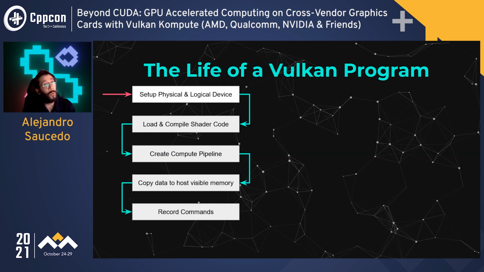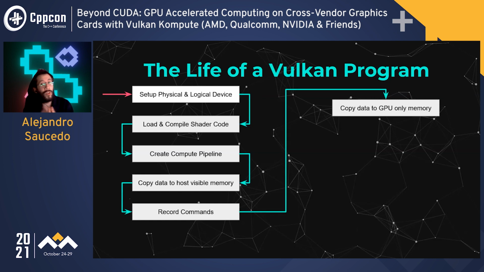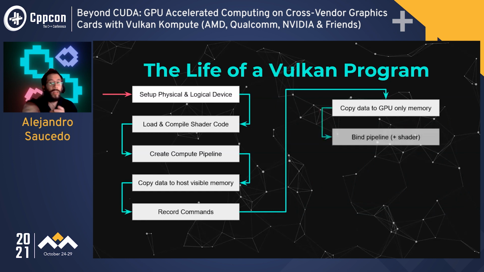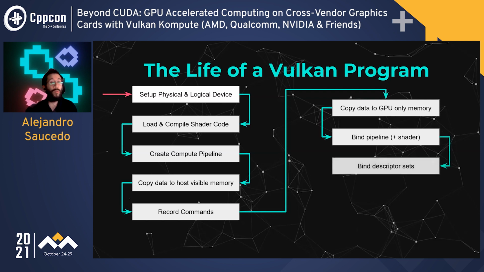So now what we want to do is start recording some commands for the GPU to execute. The first command is going to be for the GPU to copy the data from the host visible memory, which is slower, to the device-only visible memory, which is faster. We are then going to bind our pipeline together with the shader, the code that we actually want to run in the GPU. And then we are going to specify the descriptor sets, or the wrappers to the memory, for our processing to get executed through the pipeline, right?